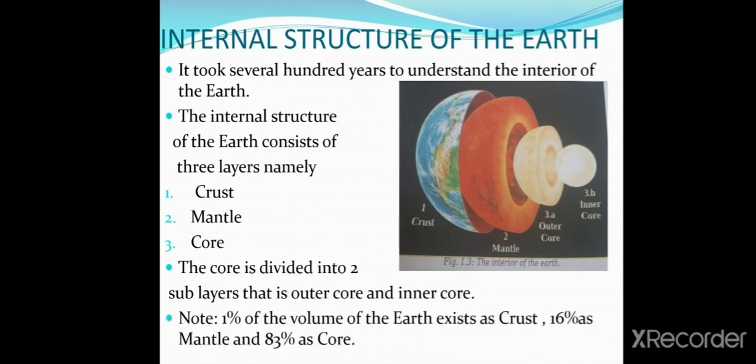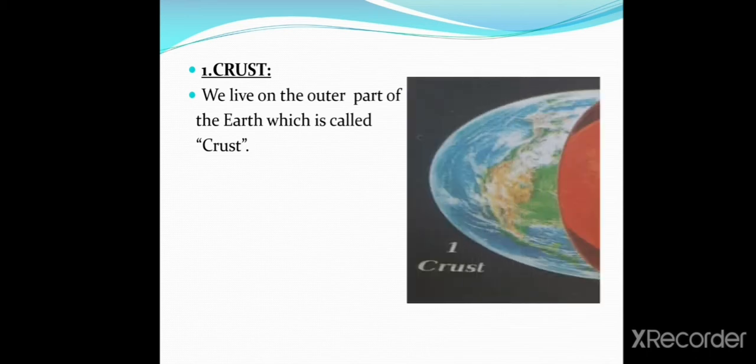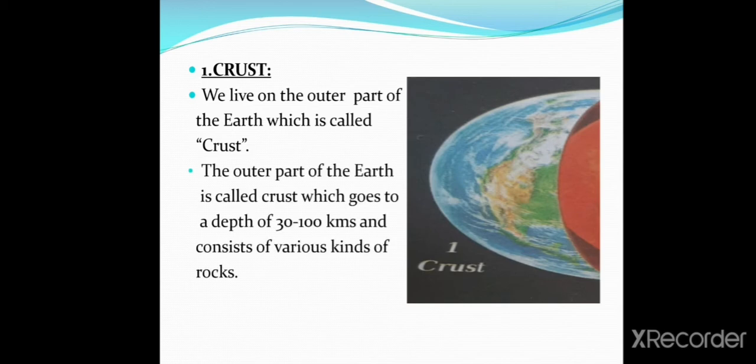Note this point children. 1% of the volume of the earth exists as crust, 16% as mantle and 83% as core. First one we explain deeply here. Crust. We live on the outer part of the earth which is called crust. See children, this part. The outer part of the earth is called crust which goes to a depth of 3200 kilometers and consists of various kinds of rocks. The crust forms 1% of the volume of the earth.